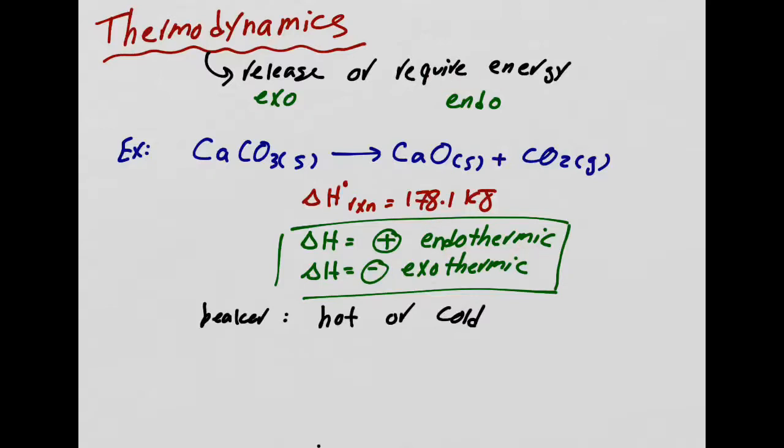So we said positive delta H means endothermic reaction. When you are in an endothermic reaction, you need energy. What are you going to do? You're going to grab the energy from your surroundings. If you grab the energy from your surroundings, what's going to happen to your surroundings? Your surroundings are going to get cold, because you're getting the energy from your surroundings. Now, on the other hand, if I had an exothermic reaction, that means you're releasing energy to the surroundings. If you release to the surroundings, that means my beaker is going to get hot.